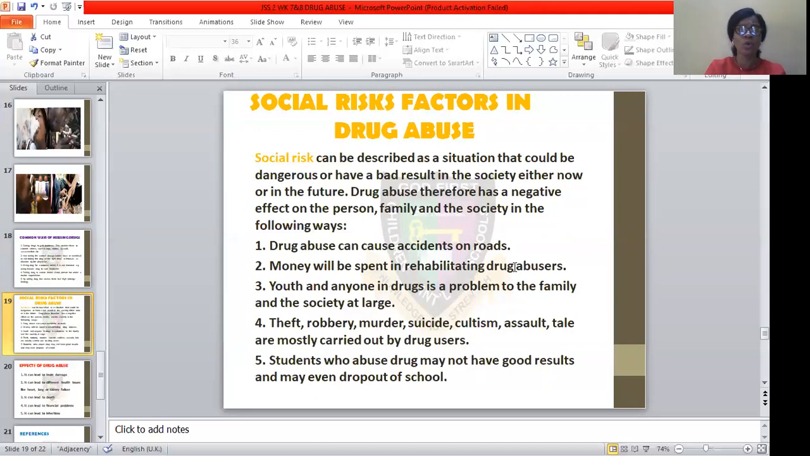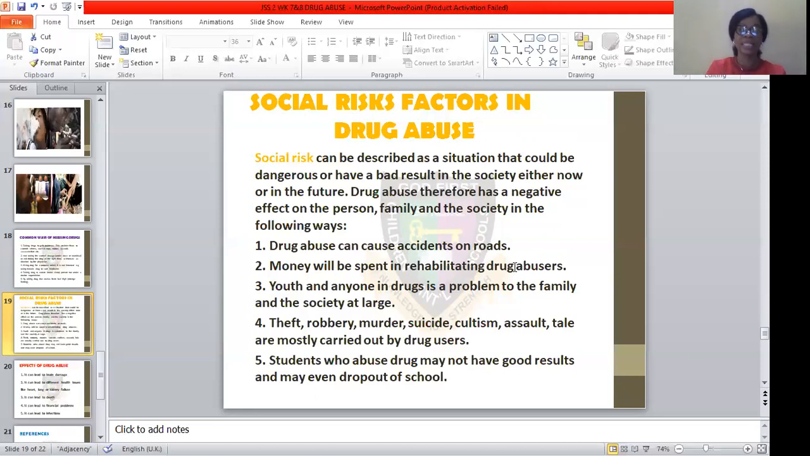Like I will always tell you, cult is not only in the university or in our higher institutions anymore, it is everywhere in our community. The community you stay in, you see people walking in gangs. They are cultists, they are everywhere. Please don't join bad gangs. I beg of you. And lastly, students who abuse drugs may not have good results and may be dropped out of school.